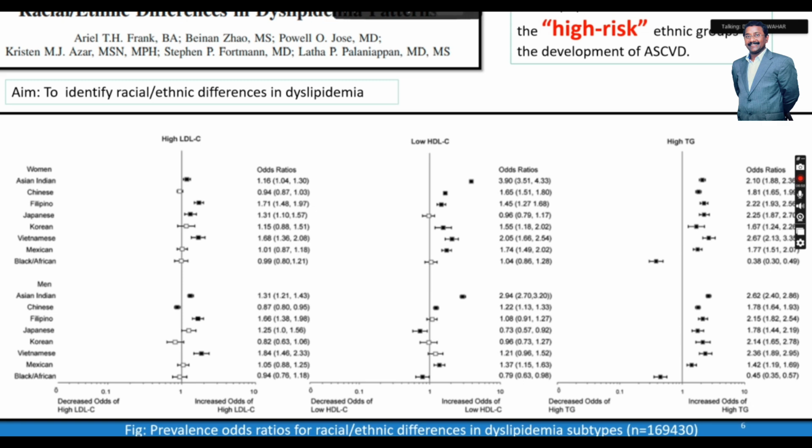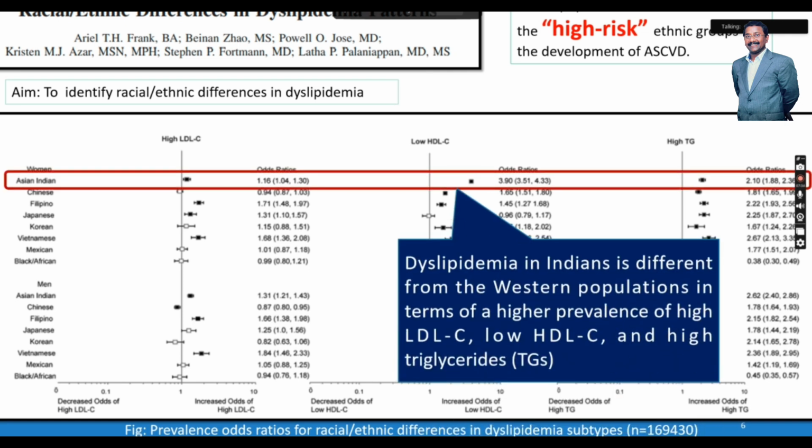If you see here, among Asian Indians, women and men, high LDL cholesterol is at a higher level, a risky group in Indians. Low HDL-C cholesterol is again very high in our Indian population, both male and female, and more in males. And high triglycerides are again more in males and females as far as Asian Indians are concerned. So that clearly shows the reason our people are at high risk of atherosclerotic cardiovascular diseases: high LDL-C cholesterol, high triglyceride cholesterol, but low HDL-C cholesterol. So dyslipidemia in Indians is different from the Western population.